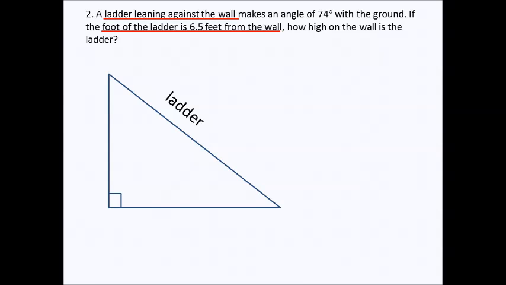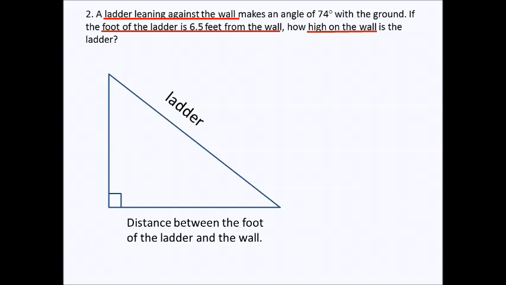Next, we're told that the foot of the ladder is 6.5 feet from the wall. Therefore, the base of the triangle represents the distance between the foot of the ladder and the wall. The next thing that we're asked is how high on the wall is the ladder. So the left part of the triangle represents the wall, or the height of the wall.